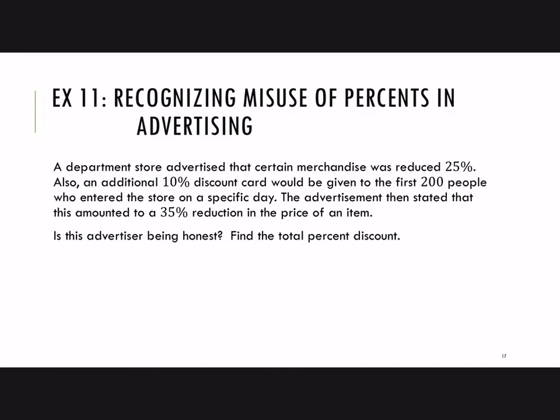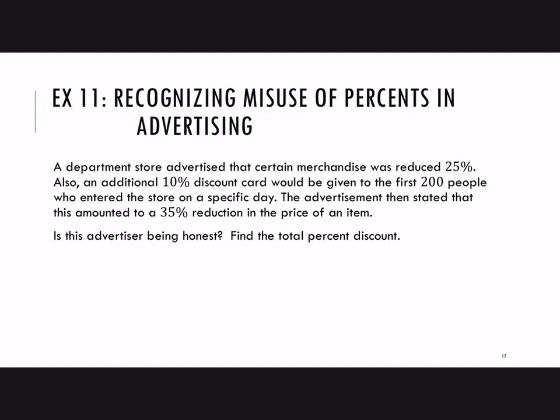And finally, let's end on an example about recognizing misuse of percents in advertising. Alright, so a kind of a common misconception is if you have two coupons, for example, here we've got 25% and 10%. A lot of people think that if you just add those together that you're getting a 35% discount. Well, let's check and see if that's actually the case or not. A department store advertised that the merchandise was reduced 25%, and then an additional 10% would be given to the first 200 people who entered the store.